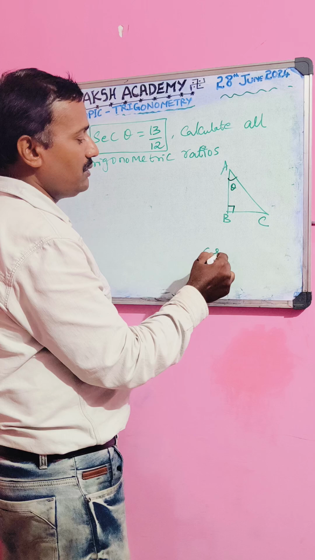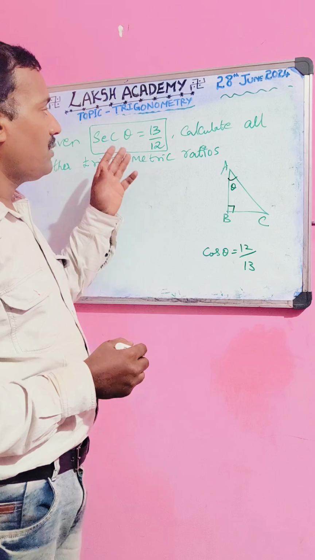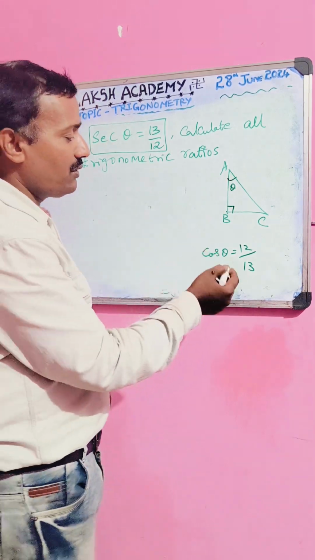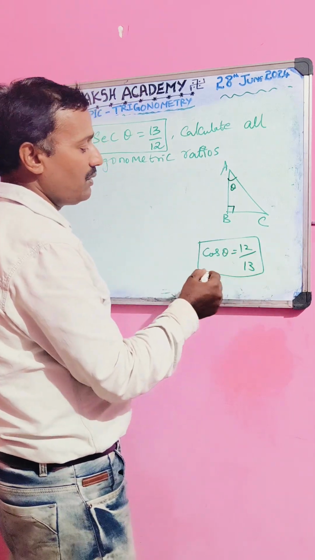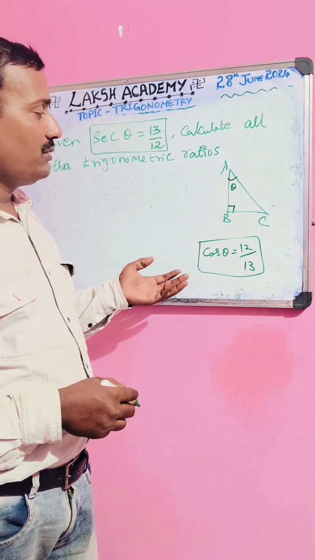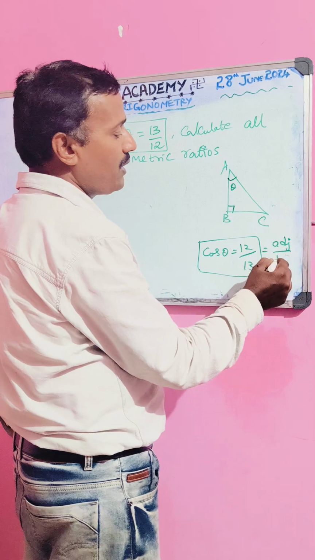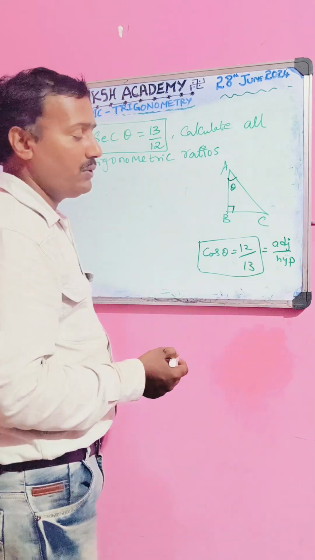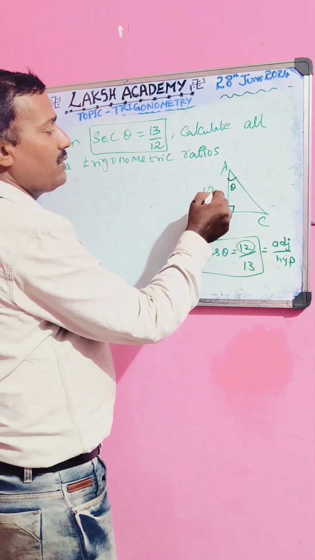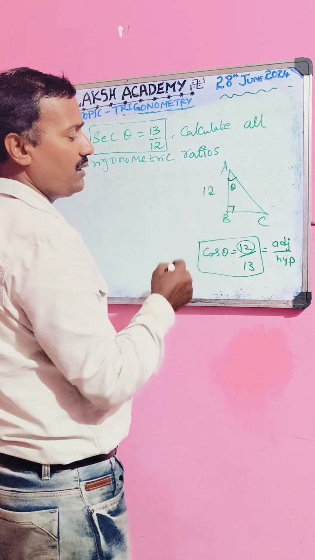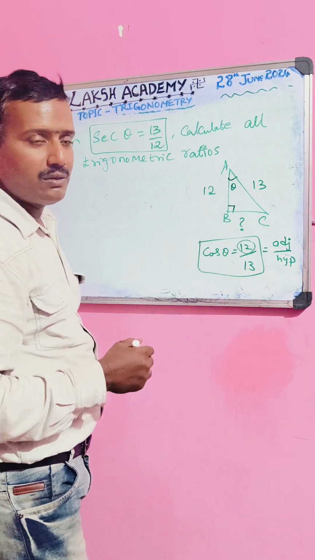For cos theta we can write 12 by 13, because the reciprocal of secant is cos theta. So cos theta is nothing but 12 by 13. We got one ratio directly, but we still need to find 4 more ratios. Cos means adjacent by hypotenuse. Adjacent is 12, so 12 is the adjacent side for angle A, and the hypotenuse side is given as 13, but they didn't give the BC value. You have to find the BC value.